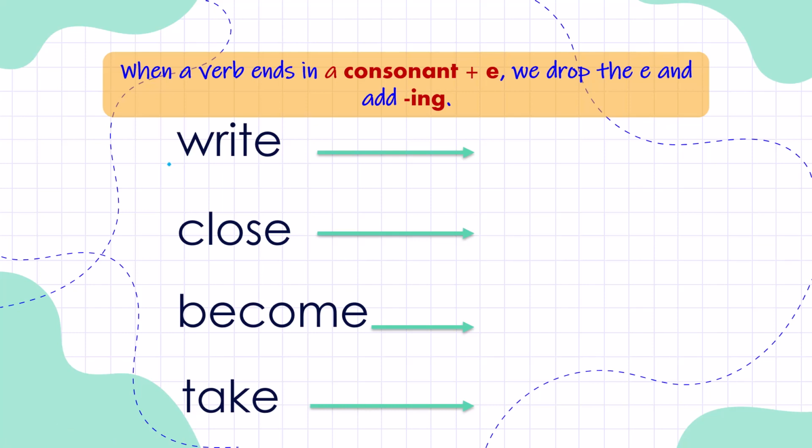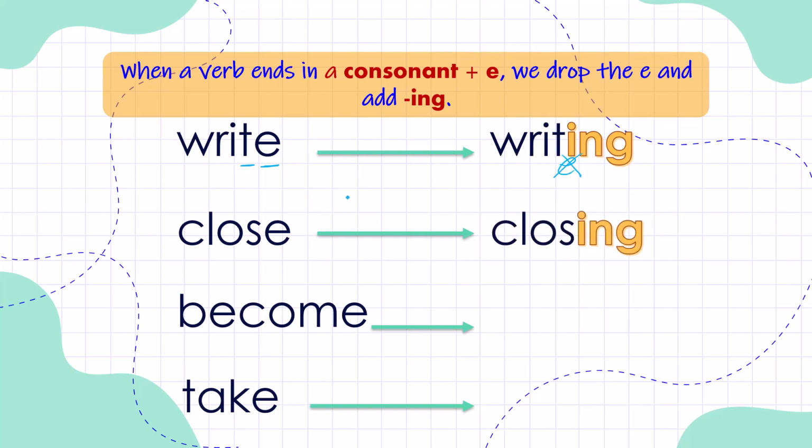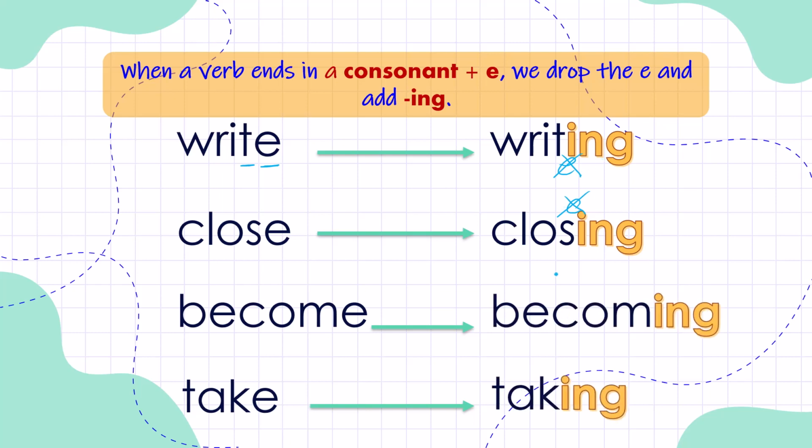Like in the word write. Write ends in E and before that we have a consonant. So it changes like this. Writing without E. When we add ing, E is deleted. Or in the word close. Look, no E. We have deleted E. Or in the word become. The same rule happens for the word take. So these verbs are like this, without E at the end.